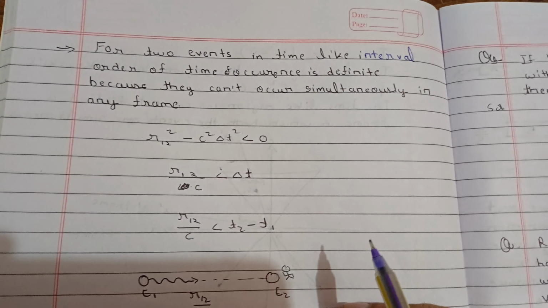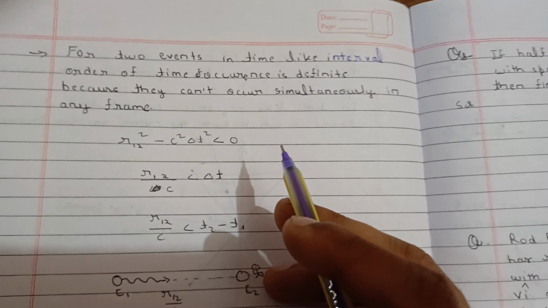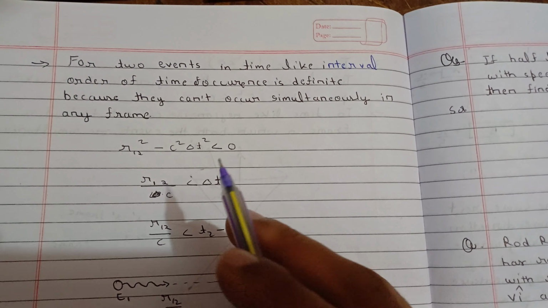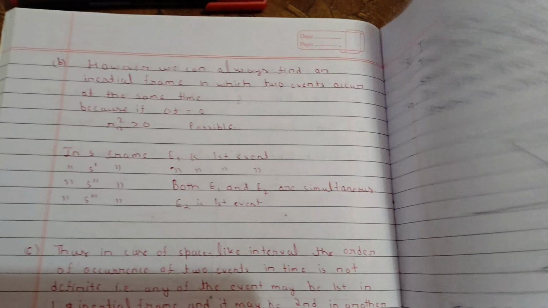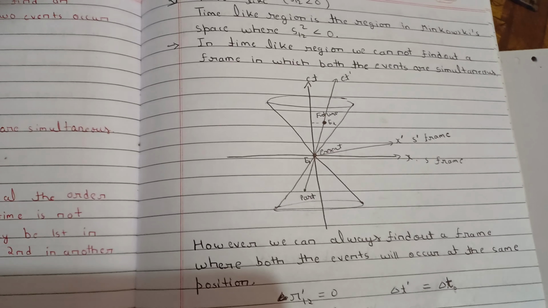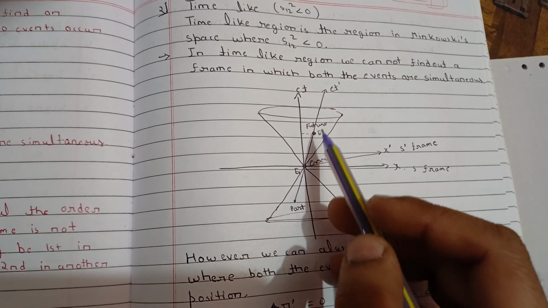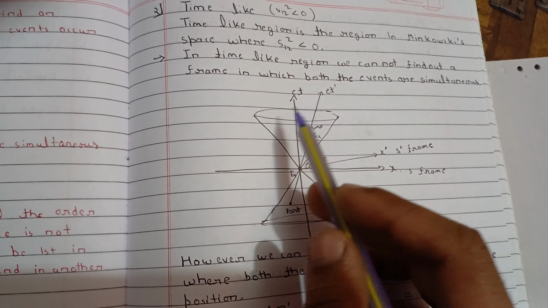So for two events in a time-like interval, the order of time of occurrence is definite because they can't occur simultaneously in any frame. Means time can't be zero between these two events. Means they can't be at the same time in this region. That's why the order of time is definite.